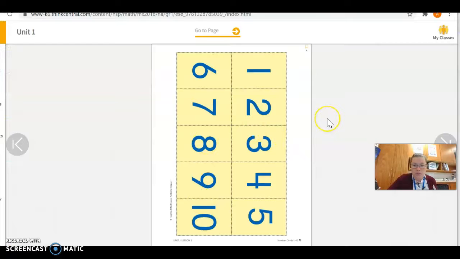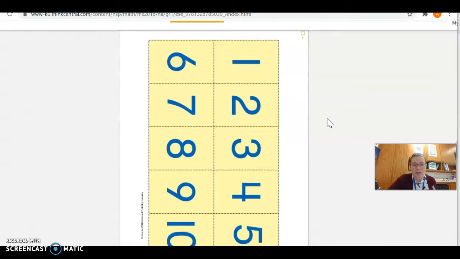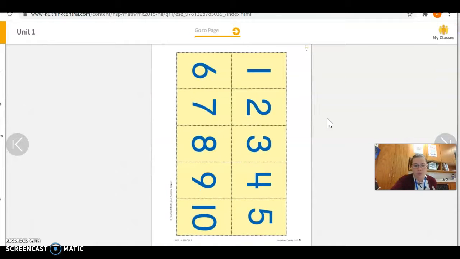Okay. So if you could please cut on the dotted lines to cut out these numbers. And then you can arrange them from numbers 1 to 10 on your desk or your workspace. And once you get that done, you can come back to me. But for now, just pause the video, cut them out, and arrange them from 1 to 10.